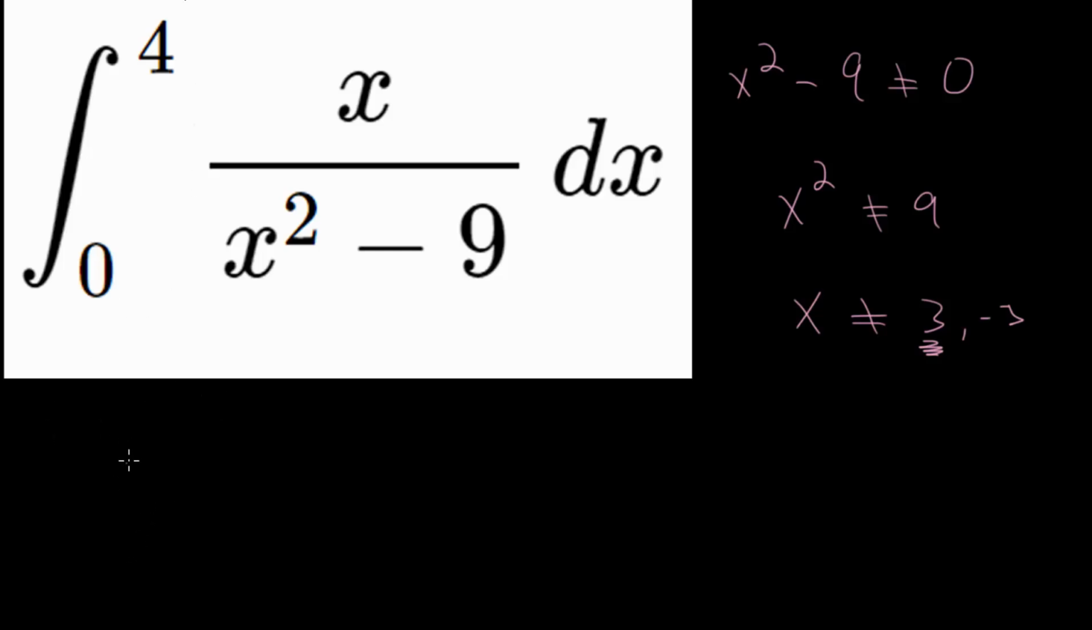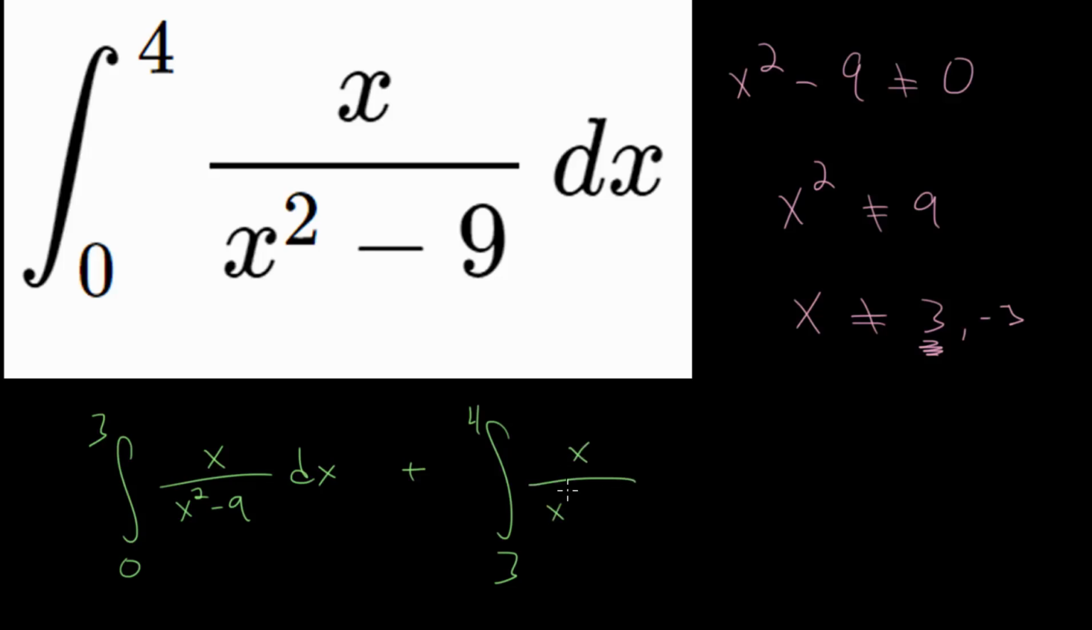So let's split this up for the first piece with bounds from 0 to 3 of our function x over x squared minus 9 dx. And then our second piece will be from 3 to 4 of that same function. But we still can't plug in 3 since that's not in our domain. But what we can do is take some limits.